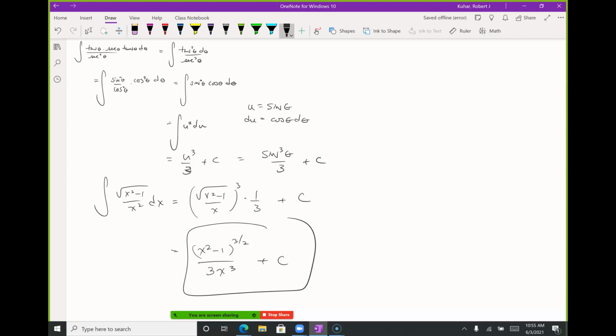Isn't the left side of the integral supposed to be x to the fourth power? Yes, thank you. Okay. I just got it. Thank you.